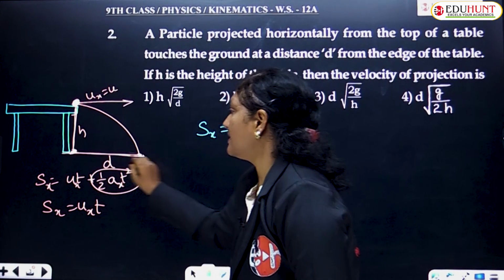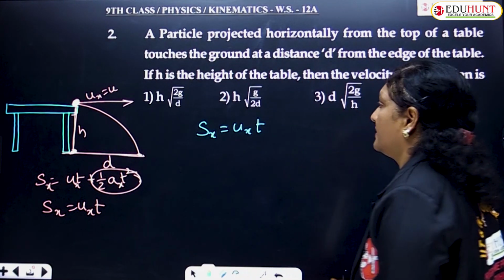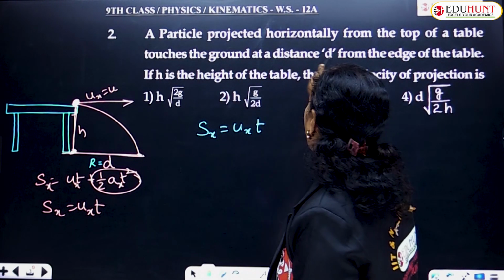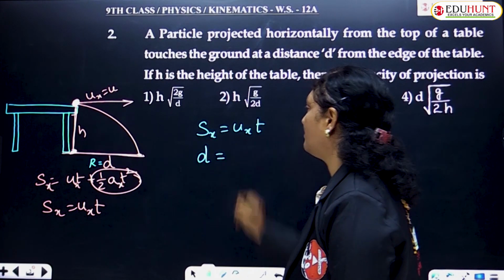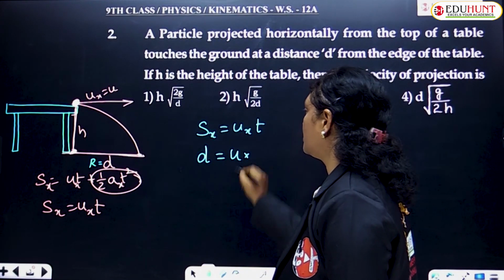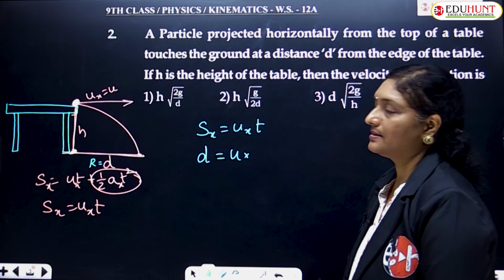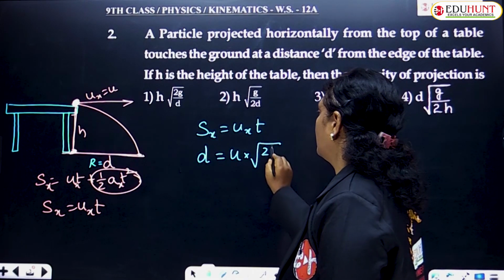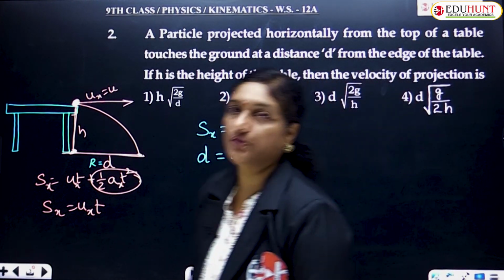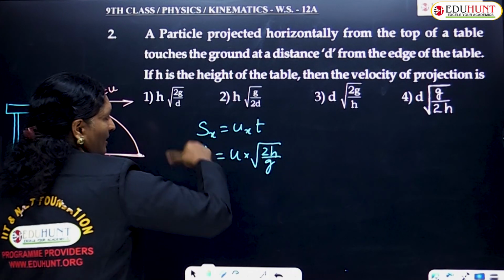The value of Sx is nothing but the horizontal distance covered by the body. That is nothing but the range of the projectile. So whether it is the range or the horizontal distance traveled by the body, its value is given as D. Substituting the above value, D equals Ux, we have considered Ux as some U, into the time to travel that particular distance, as the body is falling downwards, taken as root over 2h by g. Time of descent is taken as root over 2h by g. You are asked to find the value of U. Hence, solving for that and bringing this term to the left side, this will become reciprocal.